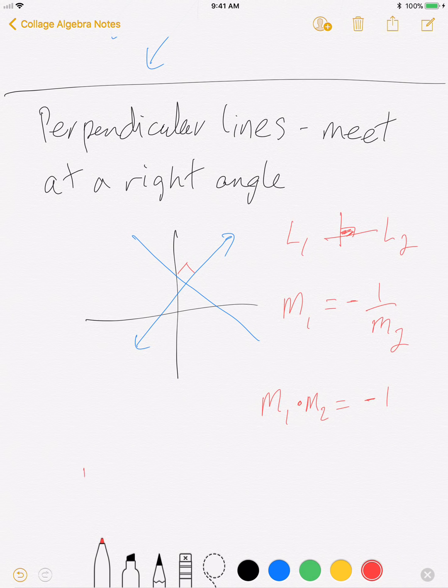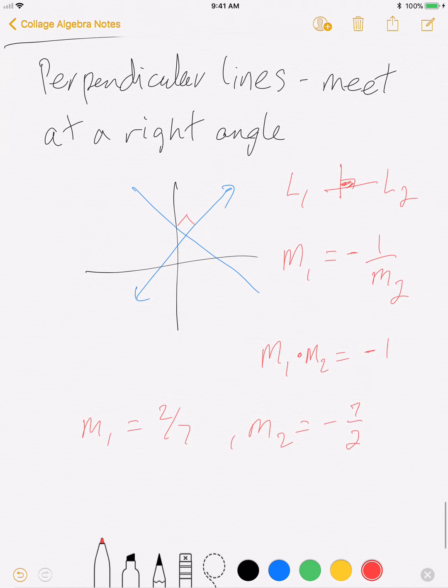One last thing, so if the first line has a slope of 2/7, then the second line will have a slope of -7/2. The nice thing about this is that once you have one, the second one is pretty easy to find for your two slopes. That actually makes it very easy to draw two lines that are right angles to each other.